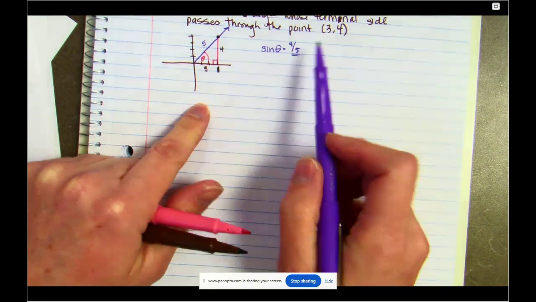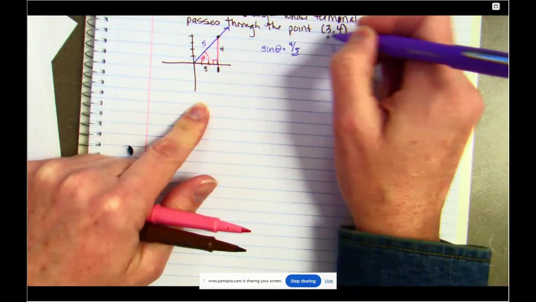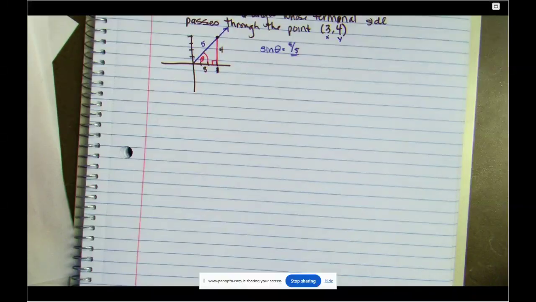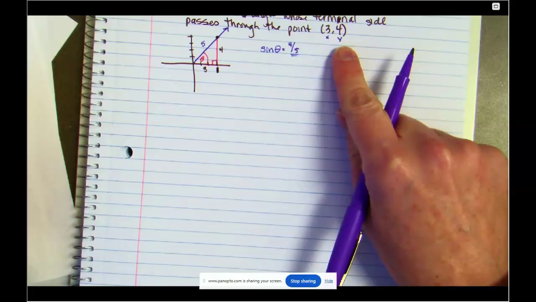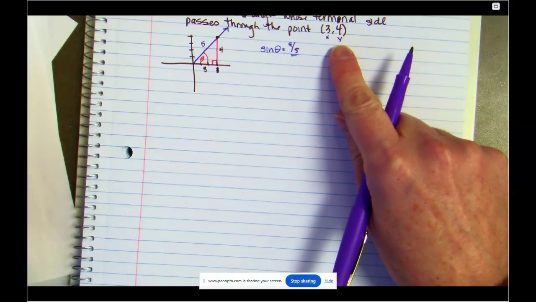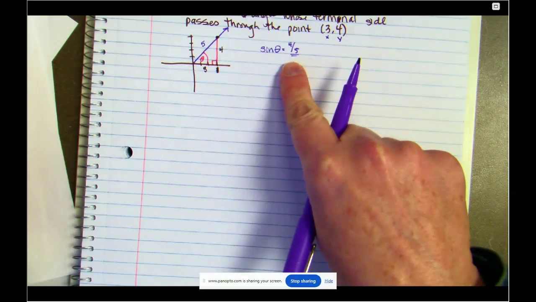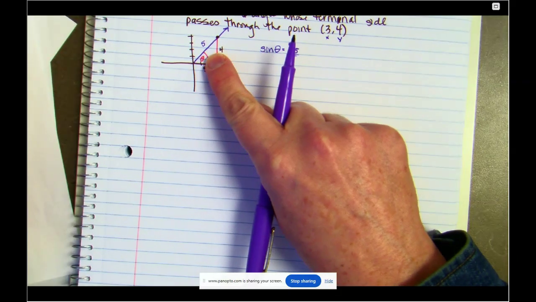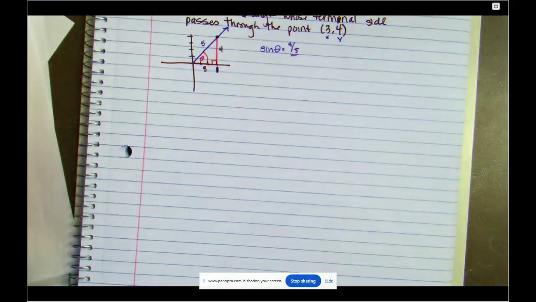So what you're looking at here is if you're given an X and a Y, you can find the hypotenuse. Those are the sides of your triangle. You can find this.